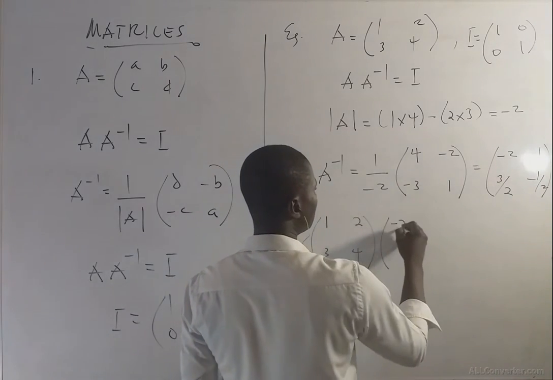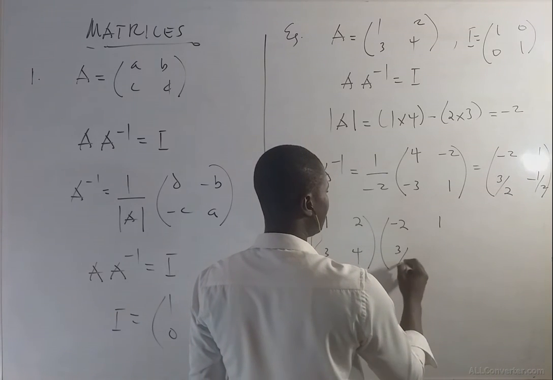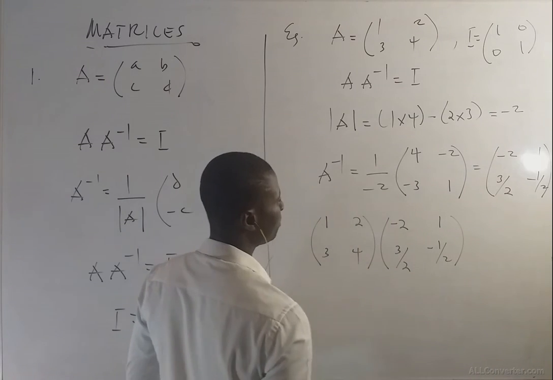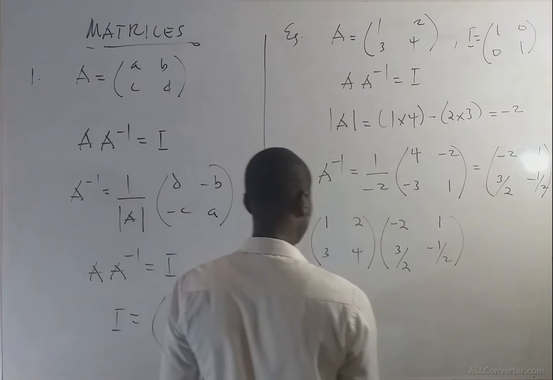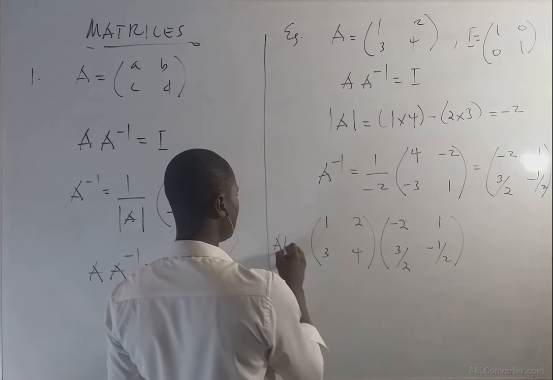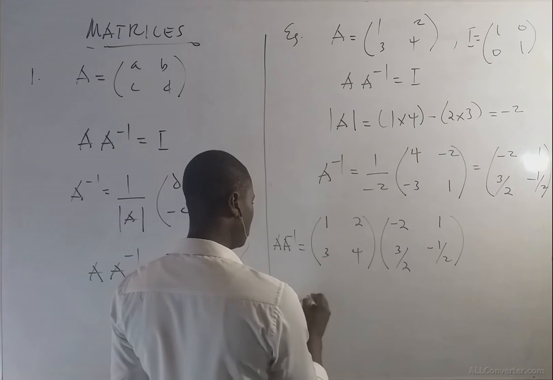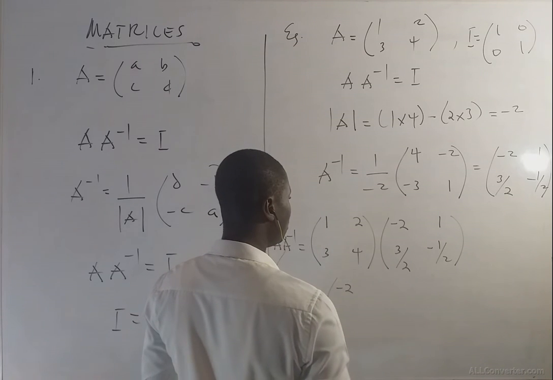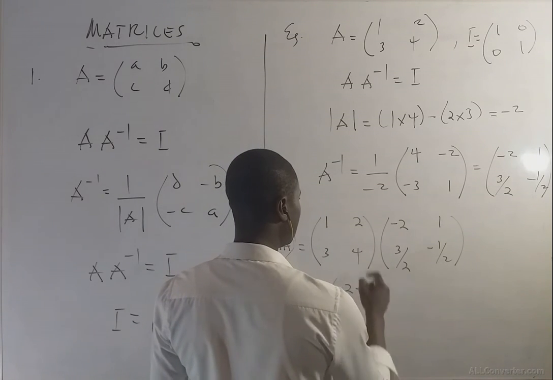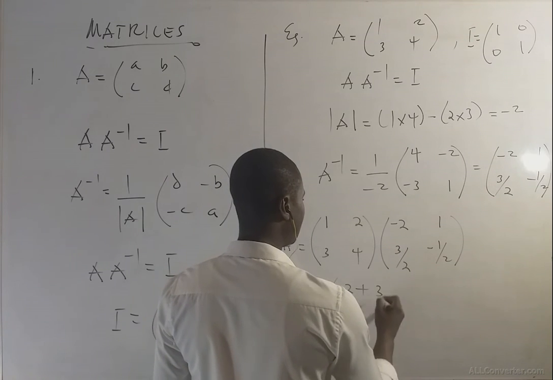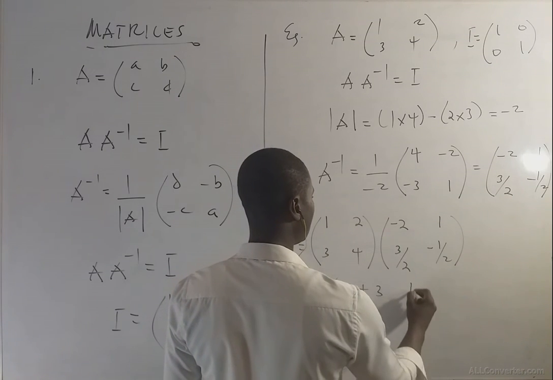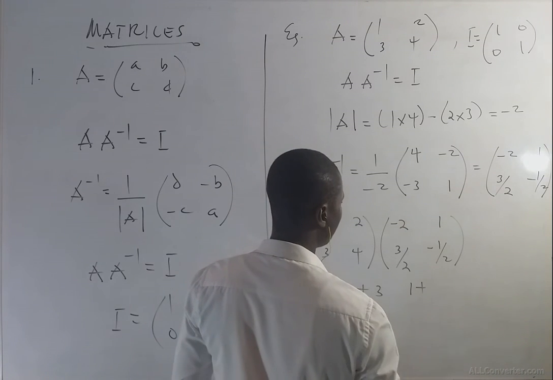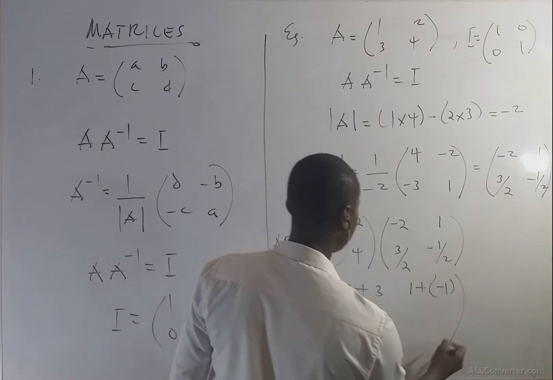And the inverse is minus 2, 1, 3 on 2, minus half. So now let's try to multiply to see what we are getting. You take note, we are multiplying A by its inverse. And so when we do that, we have 1 times minus 2, it will give us minus 2. Then we have plus 2 times 3 on 2, which will give us 3. Then we have 1 times 1, we are getting 1, plus 2 times minus half, and that will give us minus 1. So we are done with the first row.